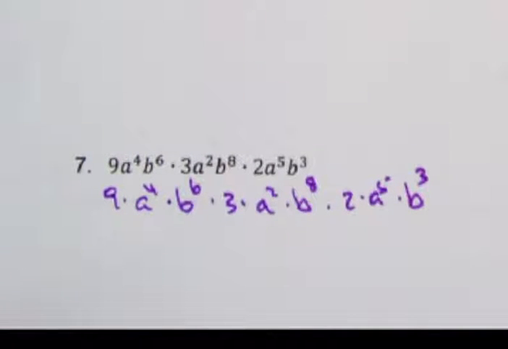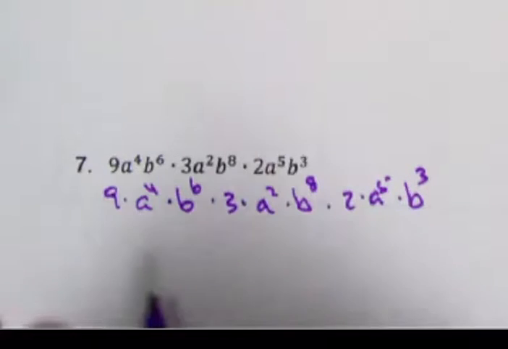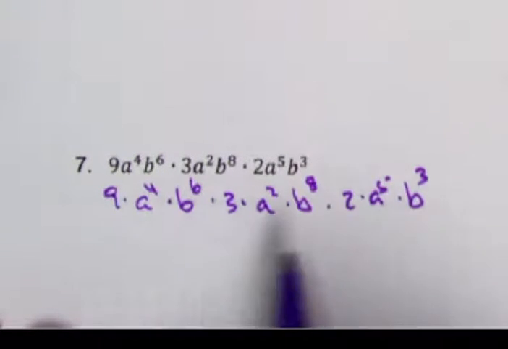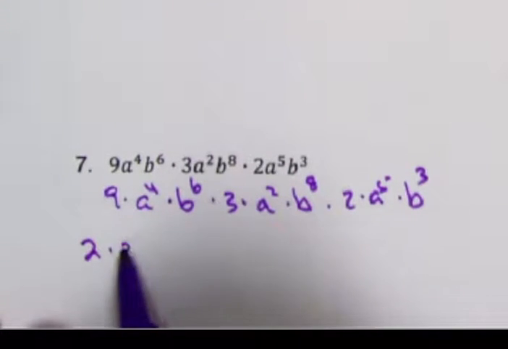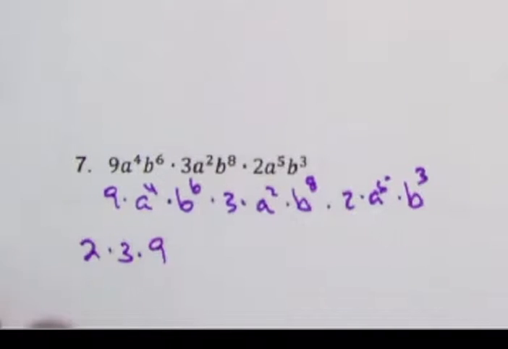By the way, hopefully eventually it won't be necessary to do all this. We can figure out a quicker way to do this. But right now I'm going to rearrange. I'm going to put all the coefficients out front. So I'm going to move the 2. I'm going to move the 3. And then I have the 9.